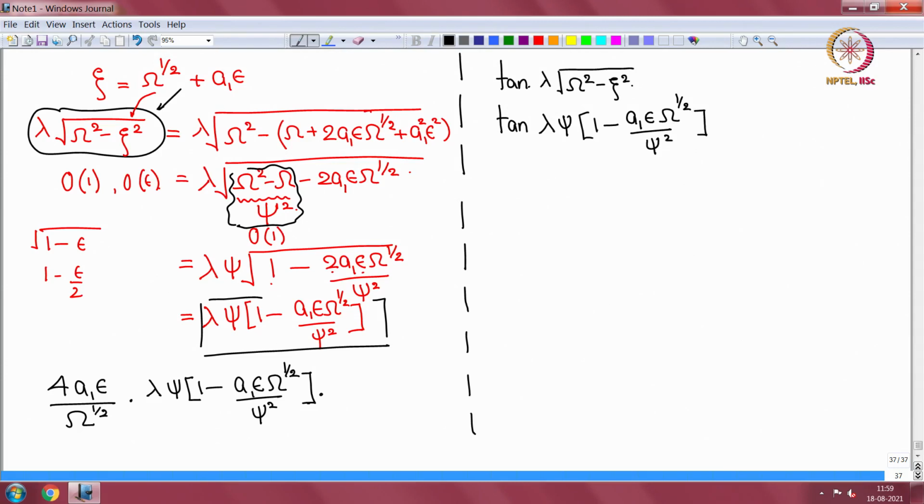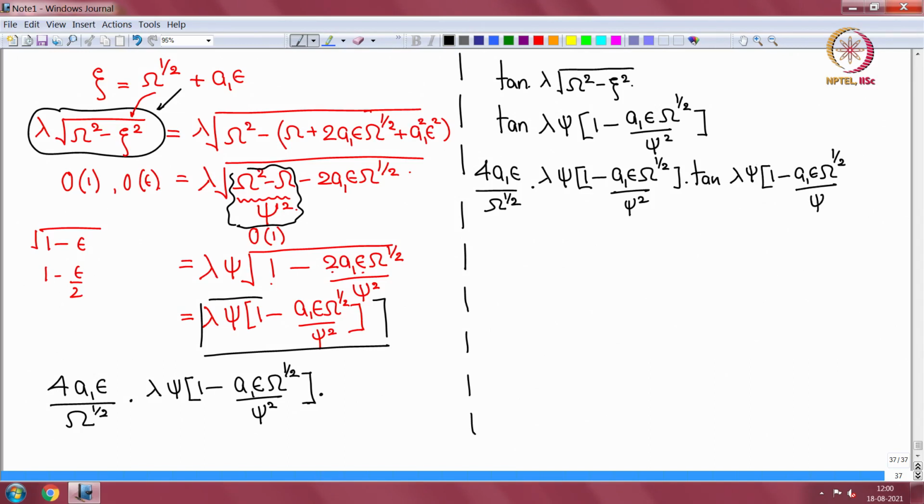So in totality now, how does it look? The first term: 4 a1 epsilon by omega to the power half into lambda psi, into 1 minus a1 epsilon omega to the power half by psi square, into tan of lambda psi, 1 minus a1 epsilon omega to the power half by psi square, plus epsilon equal to 0.